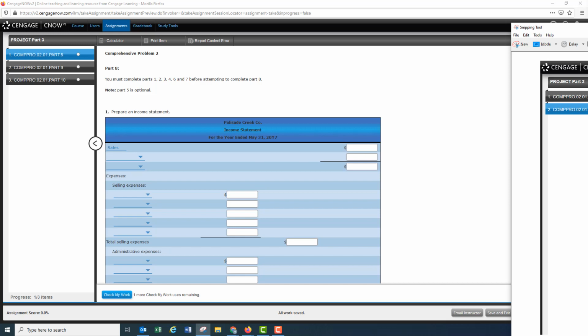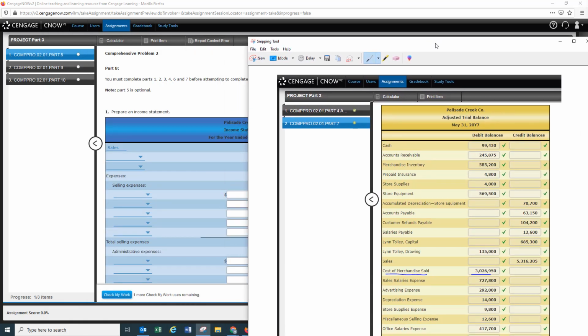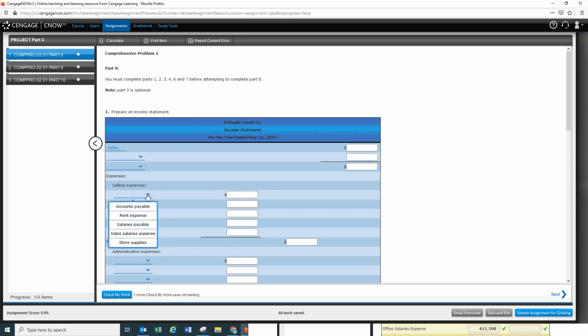And where do you get the balance from? Here, the adjusted trial balance from project part 2. So look for that. Where is cost of merchandise sold and the balance? All right. And then you get to the expenses section. What goes here? It can't be accounts payable because that's on the balance sheet.